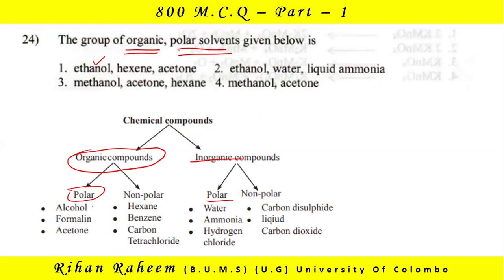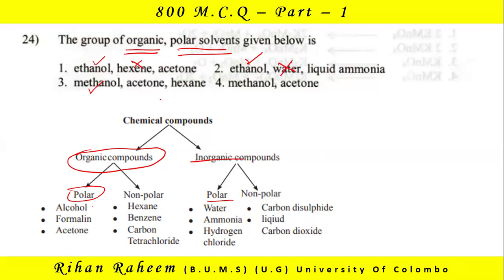Most probably, when you study the hydrocarbon lesson, alkane, alkene, alkyne, all those are organic but non-polar. So hexane, hexene is wrong, organic and non-polar. That is a wrong answer. Ethanol is right, but water is inorganic, so that is also cut. Third one, methanol, that is a type of alcohol, so that one is right.